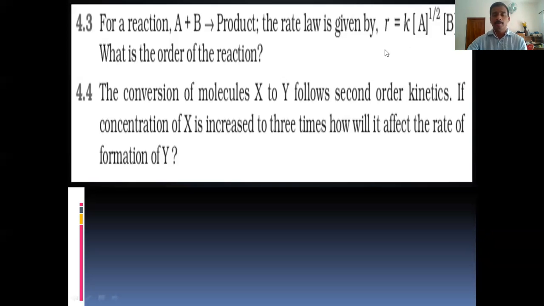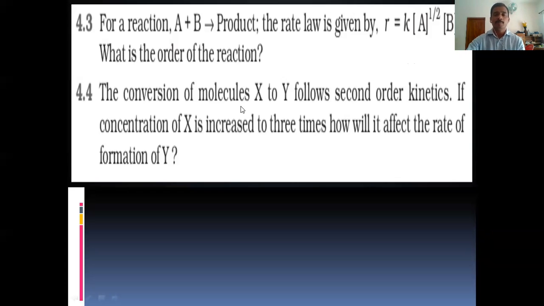The rate law is given by R is equal to K into concentration of A raised to 1 by 2, B raised to 2. What is the order of the reaction? Order with respect to A is half. Order with respect to B is 2. And the overall order is half plus 2, 2.5. That is the order of reaction. It is a 2.5 order reaction. Now see the second question.